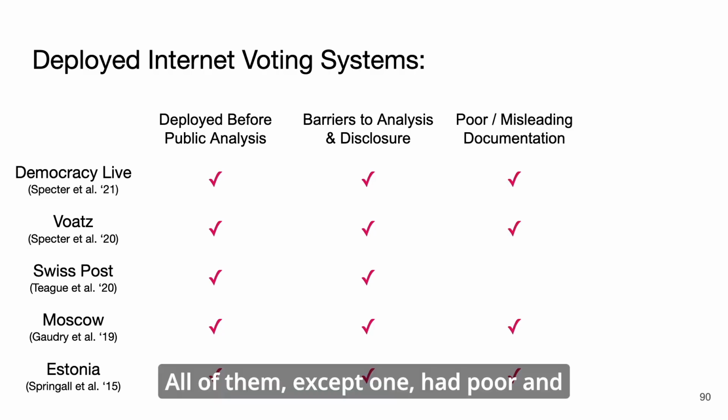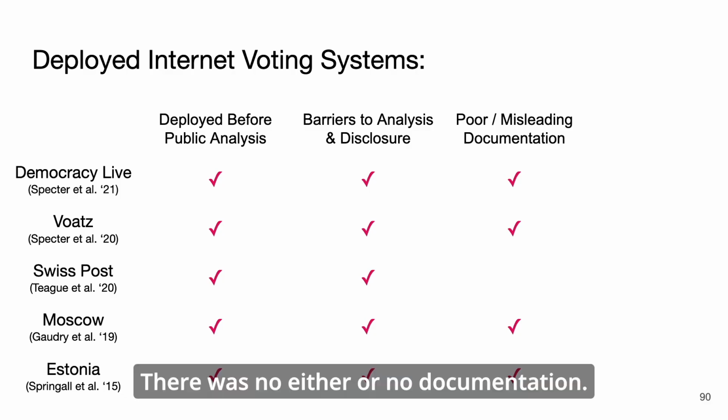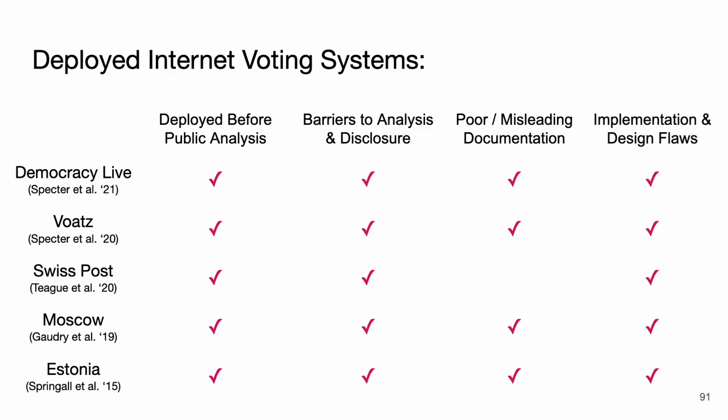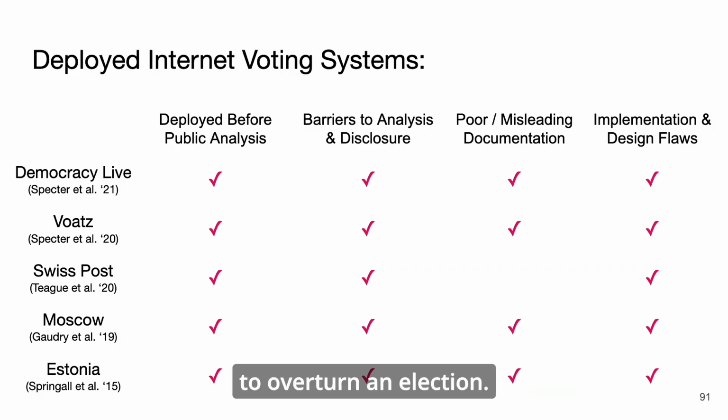All of them, except one, had poor and misleading documentation, right? So there was either no documentation or misleading documentation. And all of them were found to have severe implementation and design flaws that would allow an attacker to overturn an election.